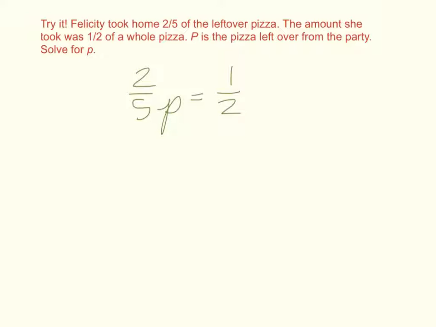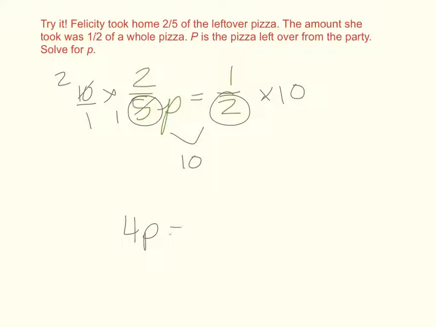Okay, so 2/5 P, I'm going to take both of my denominators and multiply them together. That gives me 10. And I'm going to times both sides of my equation by 10. First of all, 2/5 times 10. Let's do that one. I can do, cross these out. This becomes a 2, that becomes a 1. 2 times 2 is 4P. Equals, now half times 10. I could do this, guys, but honestly, I know in my head that half of 10 is 5. So it's going to give me 5.